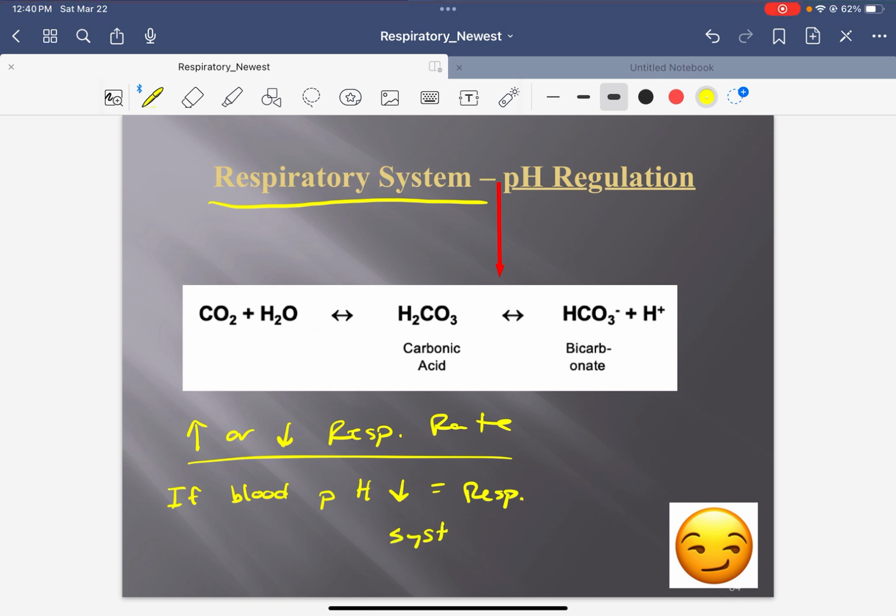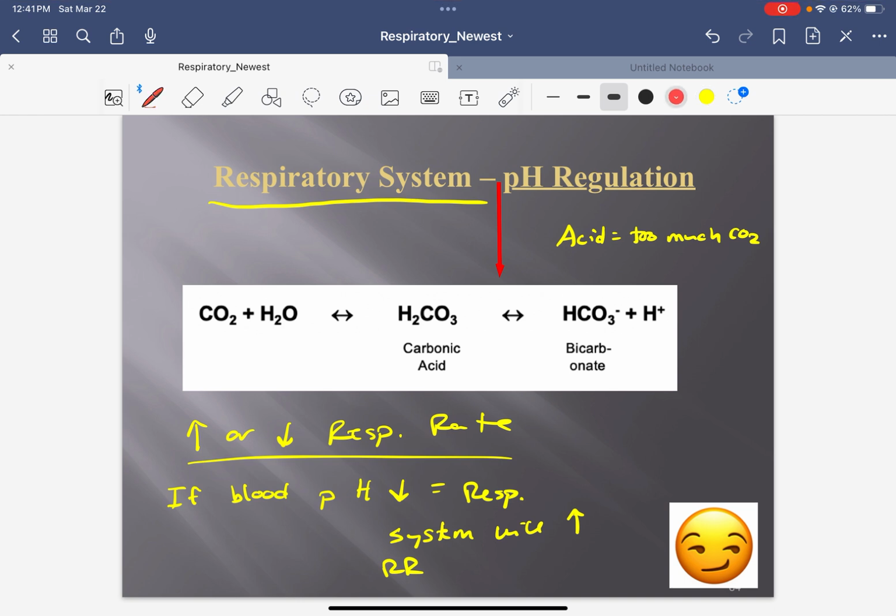The respiratory system will increase respiratory rate. So if my blood's too acidic, remember, acidity is usually associated with too much CO2. So if I have too much CO2, my blood's too acidic.